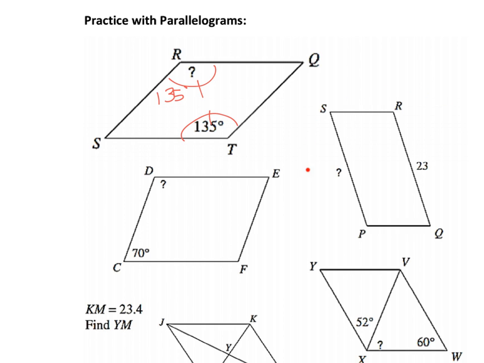Take a moment and figure out what the missing information is here, please. Alright, so again, the opposite sides of a parallelogram are congruent, so this missing side is 23. Go ahead and do this one, find the missing information. Consecutive angles in a parallelogram are supplementary, so angle D equals 180 minus 70, so D equals 110 degrees.